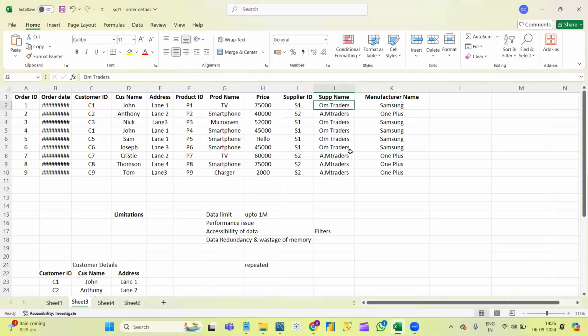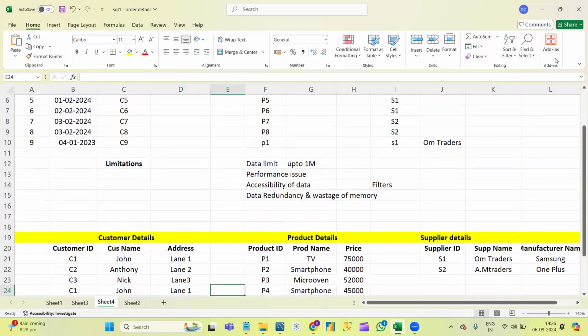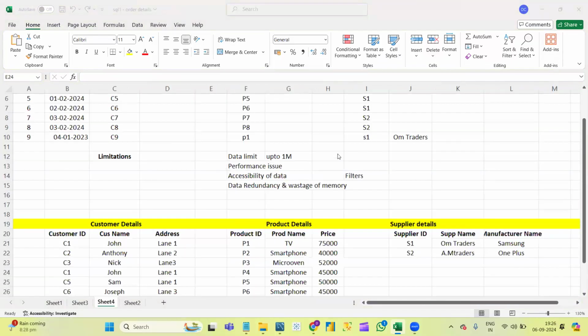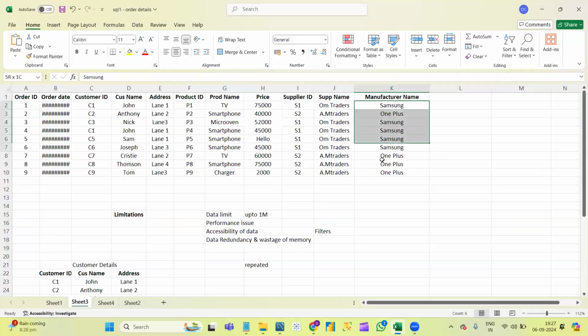Instead of this, if we store the data in normalized form, as we saw when discussing the Excel file, we divide the data: I created separate tables for customer details, product details, and supplier details. In supplier details, we have only two suppliers, S1 and S2, with their supplier name and manufacturer name. Here I'm not repeating the data; I used only two rows. If we store the data separately, we won't repeat the data, whereas in the first way, see how many times I repeated the data. That repetition of the data is called data redundancy.